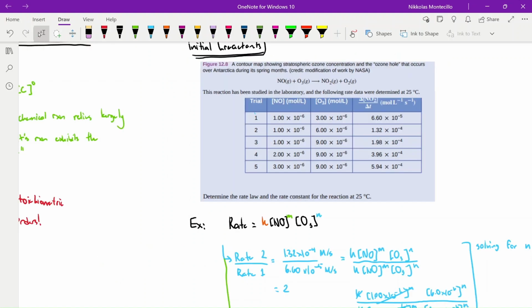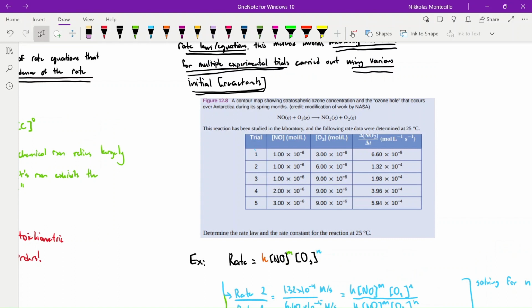Okay, let's go through an example of determining the rate law for a given reaction. A contour map showing stratospheric ozone concentration in the ozone hole that occurs over Antarctica during its spring months. We want to determine the rate law for this chemical reaction here.